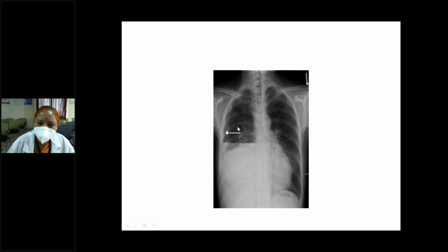Costophrenic angle obliterated. Which side? Right side ma'am. Right side costophrenic angle is obliterated. Okay. What about the cardiophrenic angle? Are you able to see cardiophrenic? Both are obliterated. Costophrenic and cardiophrenic angles are obliterated. What is this? Just now we discussed. What is this? Air, and a very clear horizontal line is there.